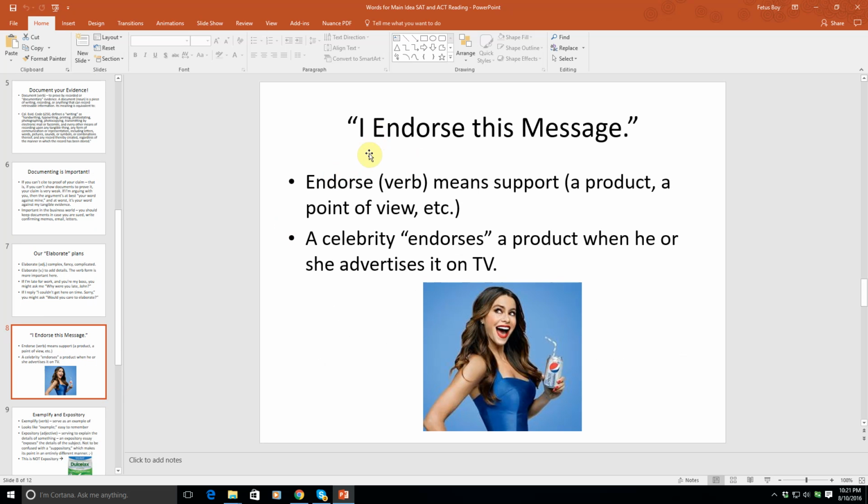I endorse this message. So to endorse as a verb means to support a product or a point of view. The author of a passage on the SAT may certainly endorse some sort of viewpoint, or try to discredit some sort of viewpoint and endorse the opposite of that viewpoint. You can think of it as a celebrity endorses a product when he or she advertises it on TV, as Sofia Vergara, I believe that's who that is here, is when she's acting way, way, way too excited about a can of Diet Pepsi.